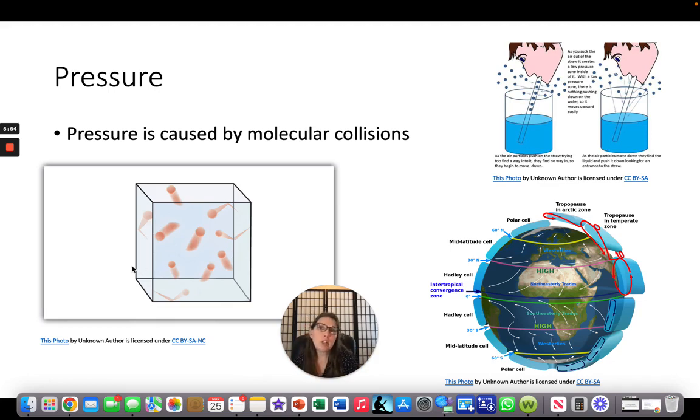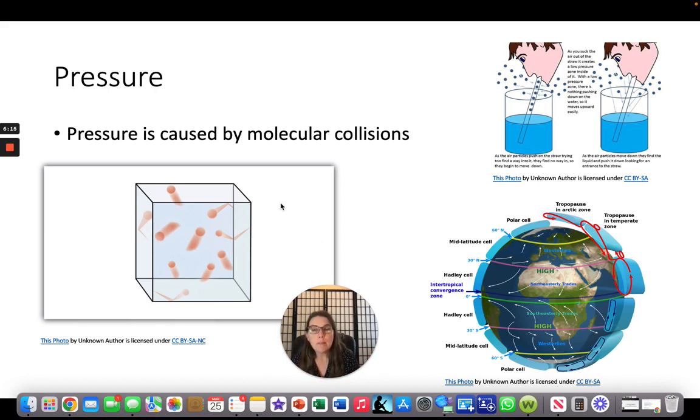You might be familiar with pressure in terms of pressure cooking, or if you have an Instapot. I have one, and you have to be very careful to not let the pressure release too soon, because it could cause the lid to fly off. So pressure has to do with molecular collisions with these atoms hitting the side of the container.